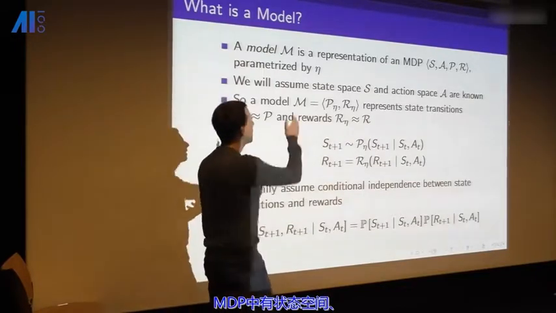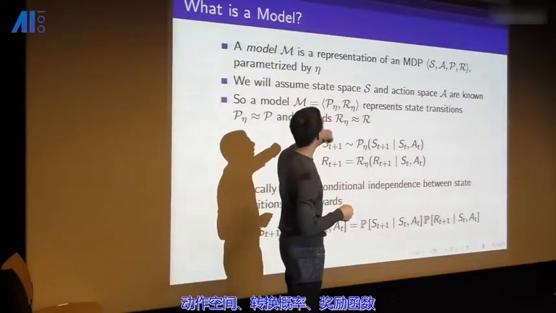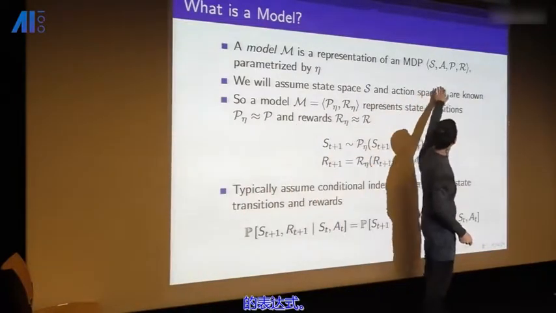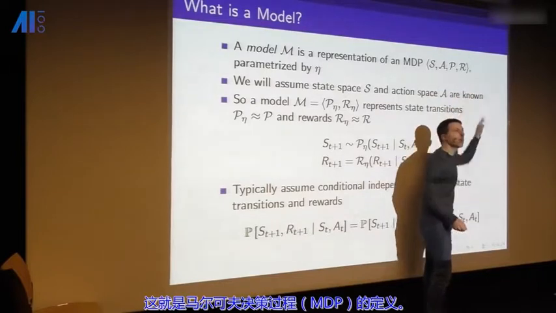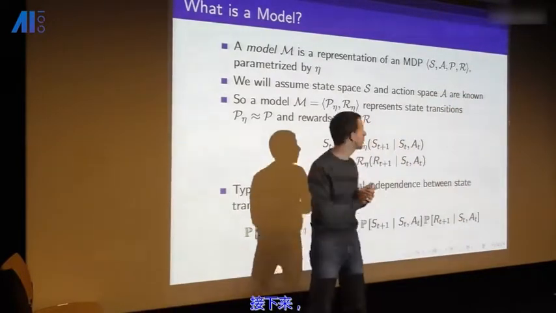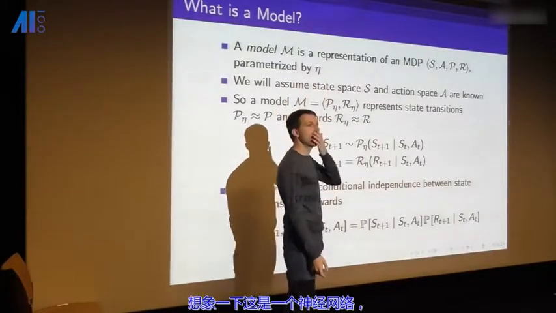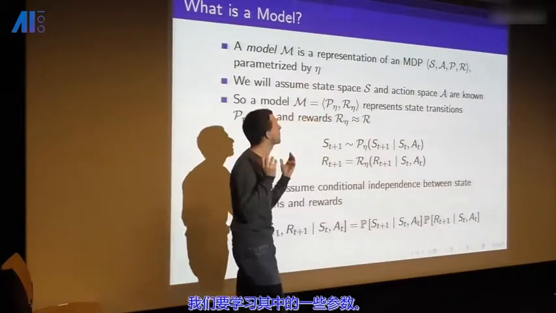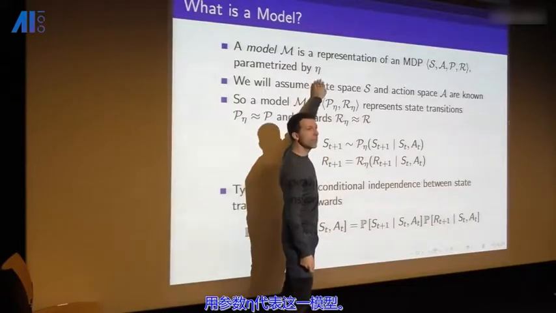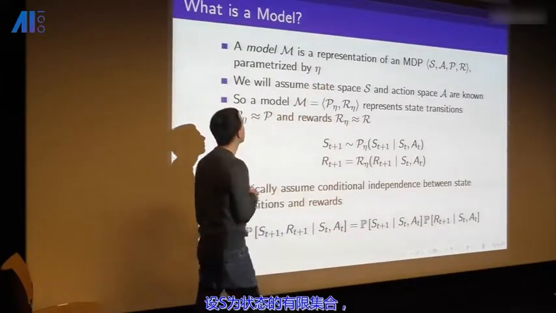Let's say there's some representation of an MDP with some state space, action space, transition probabilities, and reward function. That was our definition of MDP from earlier in the course. And we're going to parameterize this. Think of it as maybe a neural network that we're trying to learn with some parameters. We'll use these parameters eta to represent our model.